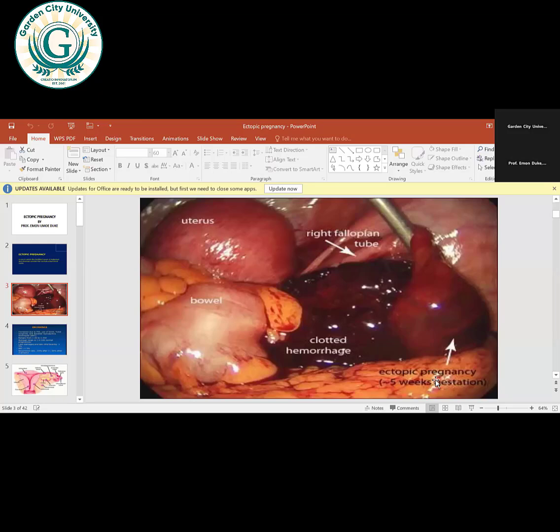It must have been in the ampulla, because the ampulla is wider. That is why it can last till 5 weeks. And this explains why they are always in shock, why they faint, because they are bleeding severely internally. This explains why the ultimate treatment is surgery.